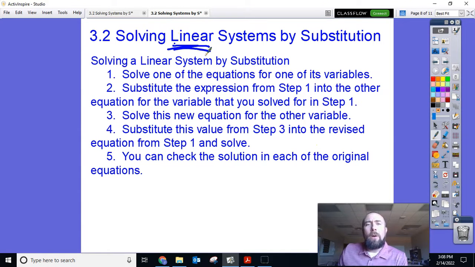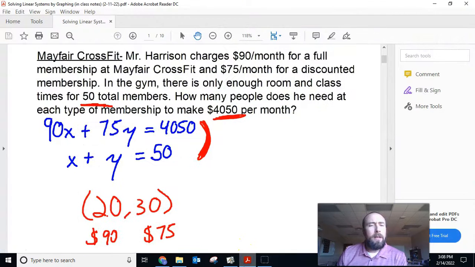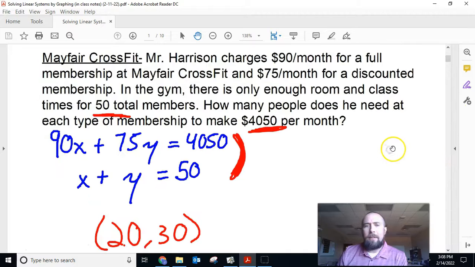But when we are looking at systems of linear equations, what we may run into is, and I know it gets on your nerves when I come back to this example a lot, but in that example with Mr. Harrison's gym, we've got really big numbers like 4,050, 90x, 75y, and then the other equation, x plus y equals 50. Graphing something like this without technology is just going to be a pretty big hassle. And when it comes to inequalities, that's a major issue because in order to solve inequalities, you do have to graph them.